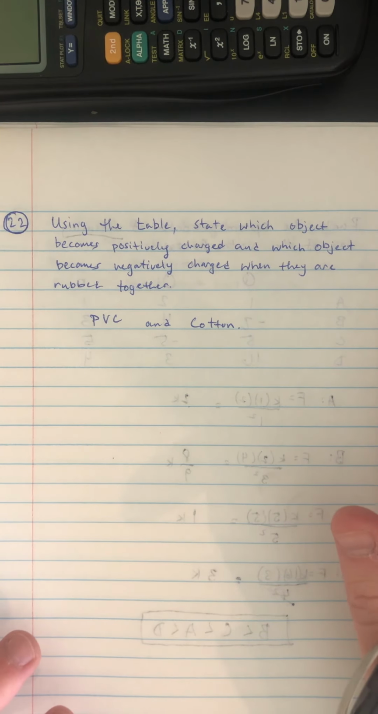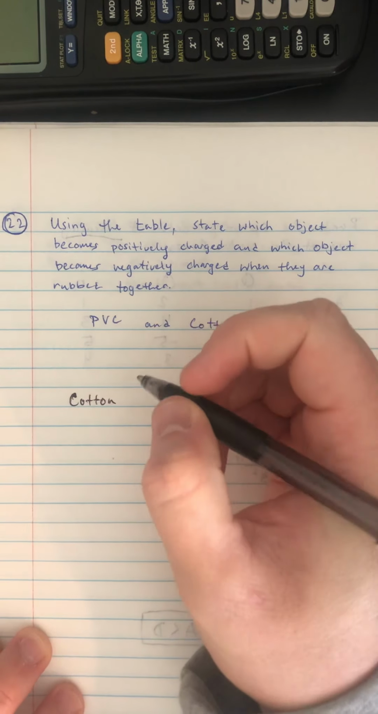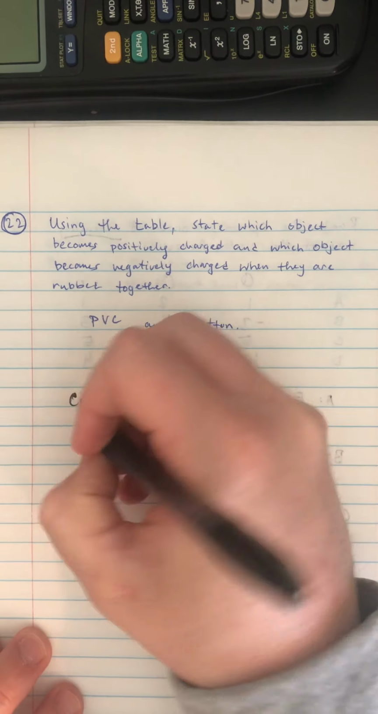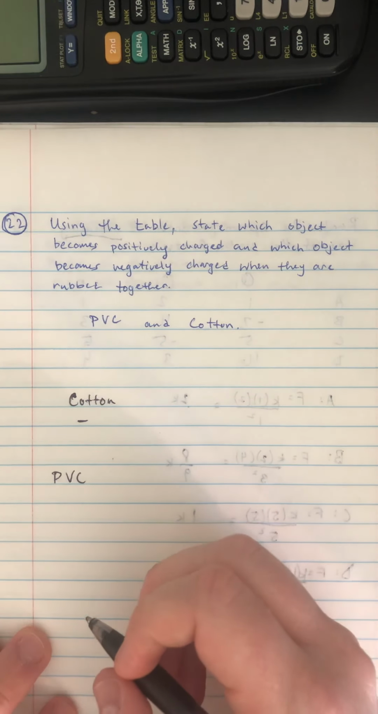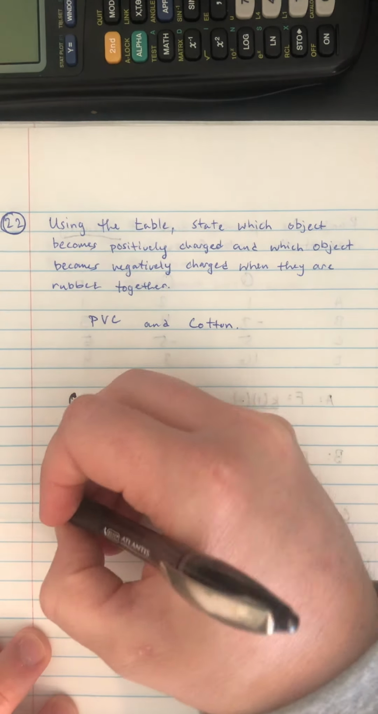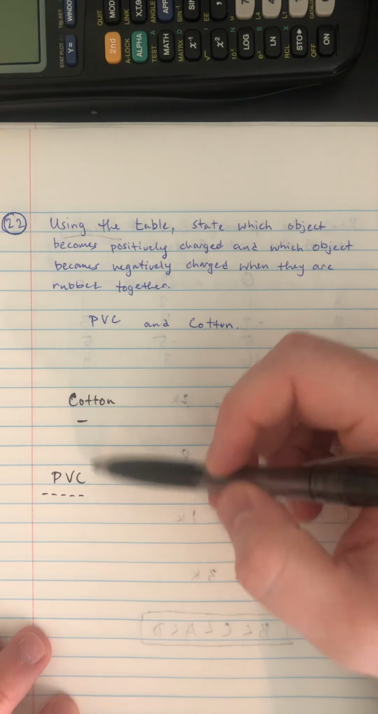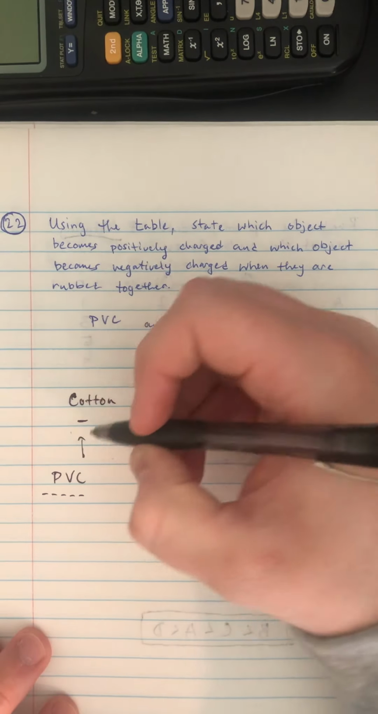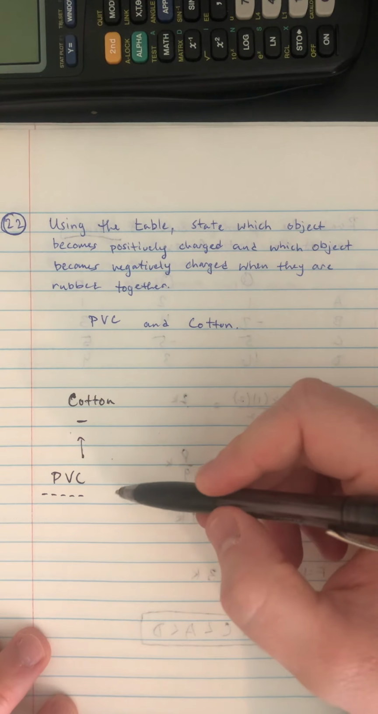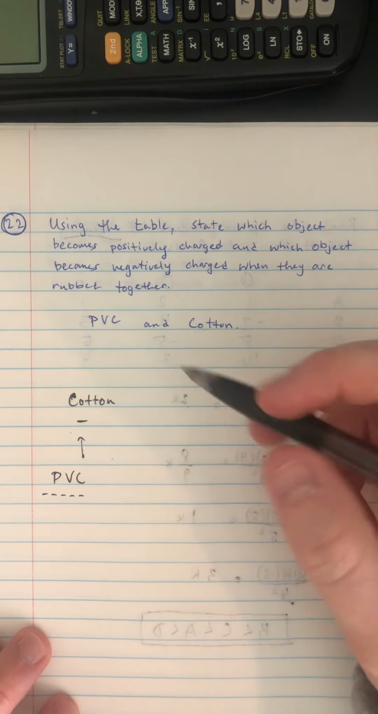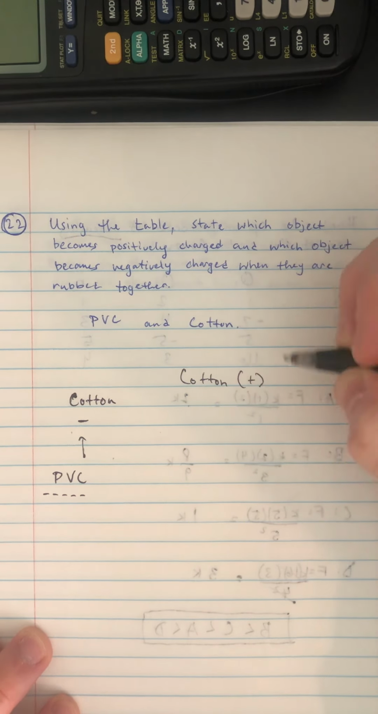All right, so cotton has a single minus sign with it. PVC is down lower. It has 5 minus signs. So again, minus sign doesn't really matter. What's important is which one is higher on the table. So because cotton is higher on the table, it's going to become positively charged. PVC is lower on the table, so it will become negatively charged. So cotton will become positive because it's higher on the table.